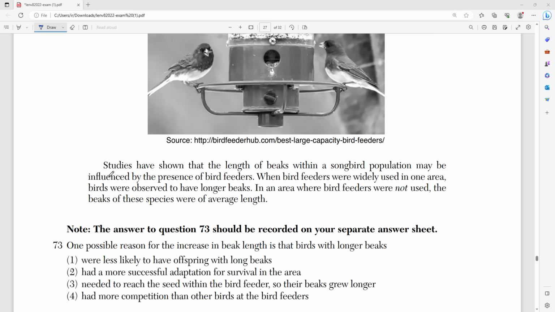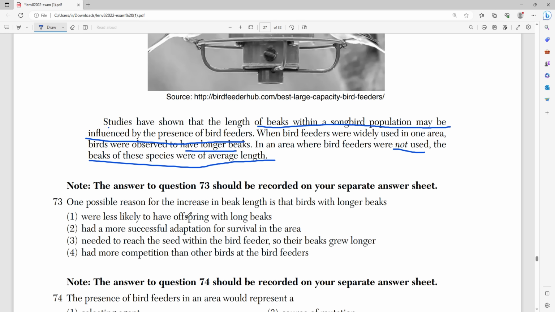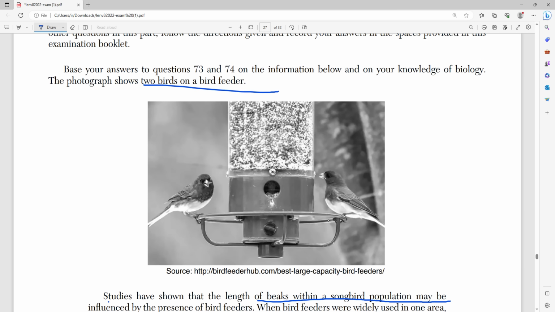Studies have shown that the length of bird beaks within songbird populations may be influenced by the presence of bird feeders. When bird feeders are widely used in one area, birds were observed to have longer beaks. In an area where bird feeders were not used, the beaks of these species were of average length. One possible reason for the likely increase in beak length is that birds with longer beaks do what? Or why? Well, think about it. You should be thinking about Darwin's finches.